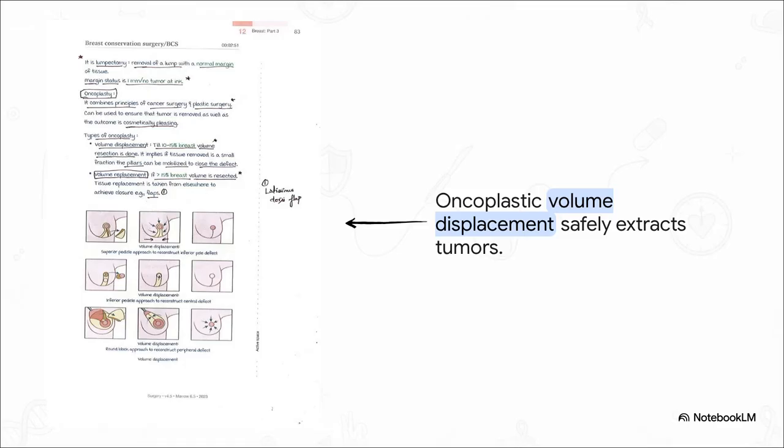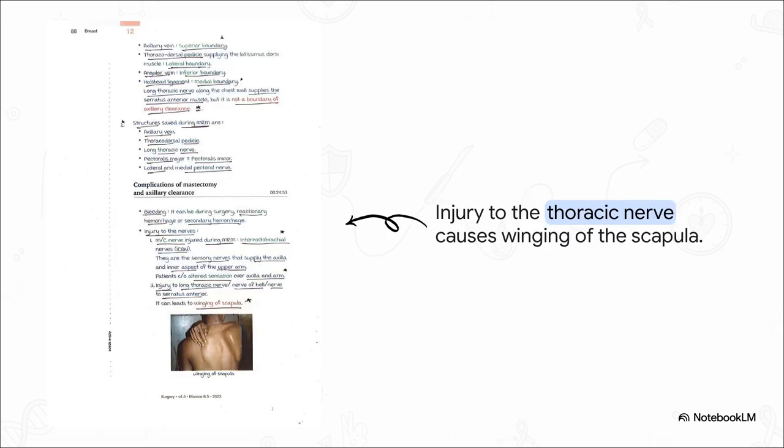To actually make that conservative surgery viable and cosmetically acceptable, surgeons use these brilliant oncoplastic techniques. It's almost like a structural puzzle. Notice how techniques like volume displacement allow the surgeon to safely extract the tumor with totally clean margins, making sure zero cancer cells remain at the edges, while strategically mobilizing the remaining breast tissue to close the defect and preserve the breast's natural shape. Of course, surgery is never without risk, right?